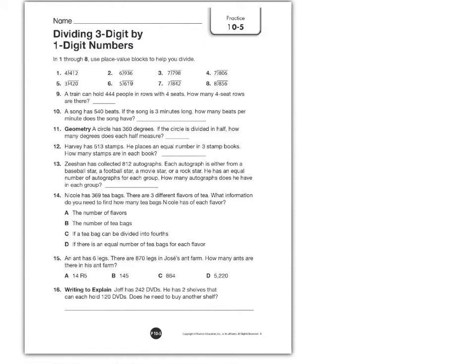Alright, I'm going to have you check 5 through 8 on your own. We are moving on to number 9. Number 9. A train can hold 444 people in rows with 4 seats. How many 4-seat rows are there? So the two numbers we are going to be using are 444 as well as the number 4. 444 people and rows with 4 seats.